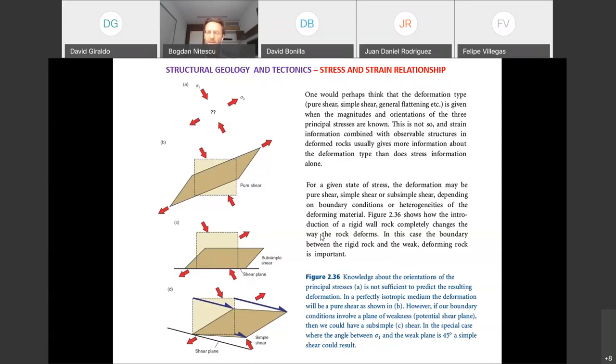So it might seem very complex and complicated to you, but the idea is that we are all equal. We are human beings, we have our mind, and we try to understand nature. And then we try to understand under what conditions the deformation that we see ended up like this. What were the initial conditions of stress? What this tries to show is that it's not that straightforward. It's very complicated because you have all these boundary conditions.